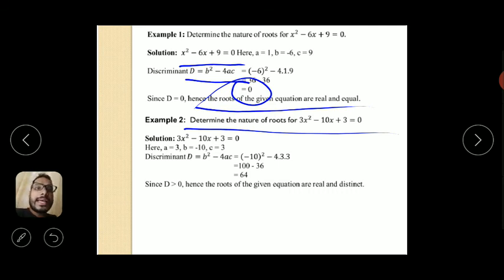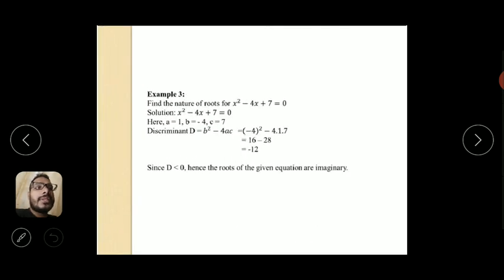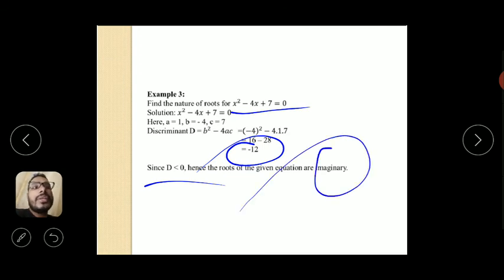If you get d as 64, so 64 is more than 0, so it has got real and distinct or different roots, or unequal roots we can say. Whereas for this example, x squared minus 4x plus 7 equals to 0, here the value of d is minus 12, so it is less than 0, so here obviously it will be having imaginary roots. You cannot define it there, it becomes imaginary.